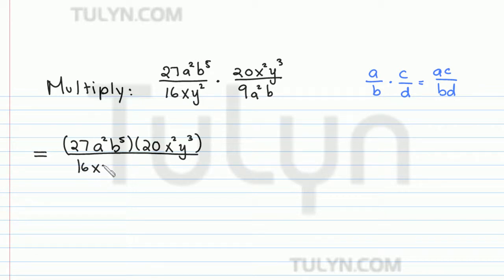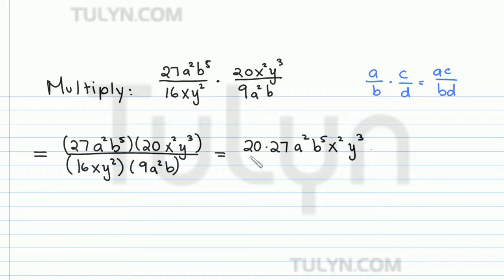over 16xy squared times 9a squared b. And now since multiplication is commutative and these in the numerator and the denominator are all products, I'm just going to rearrange the terms. So we're going to get 20 times 27 times a squared times b to the fifth times x squared times y cubed. And then in the denominator I'm going to do the same. I'm going to put the numbers first. So 16 times 9 times a squared b x y squared.